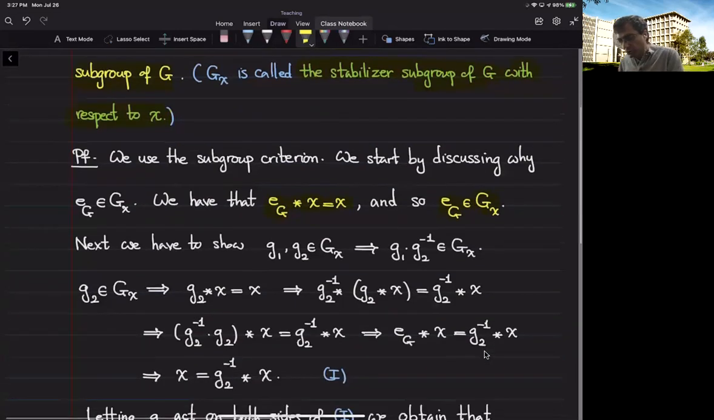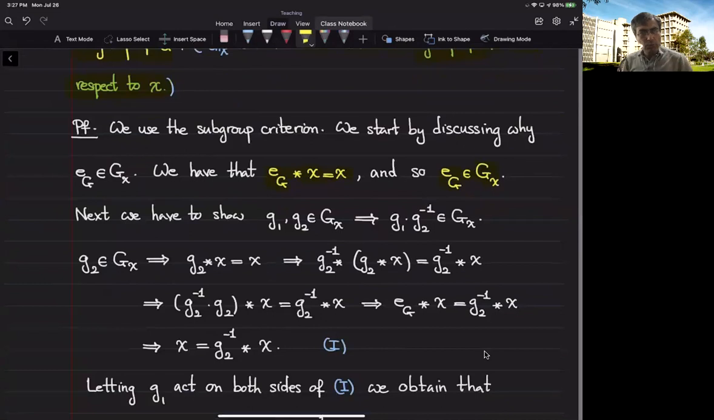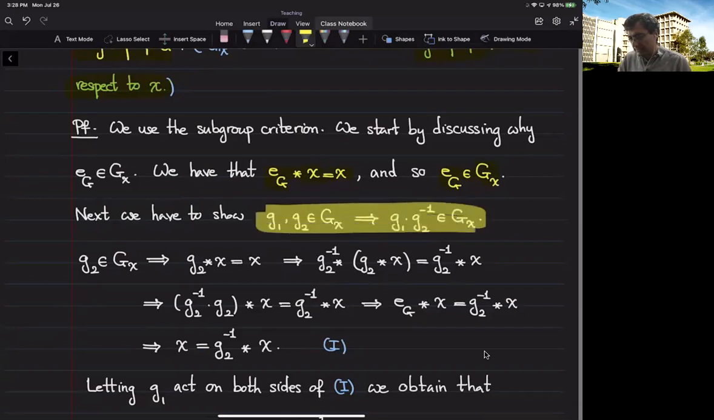Next, I want to show that if G1 and G2 are two elements of the stabilizer subgroup of G with respect to X, then so is G1 times G2 inverse. This implication is what I want to show in the next step. If I show this implication together with the fact that this is not an empty set, we deduce that G sub X is a subgroup of G using the subgroup criterion.